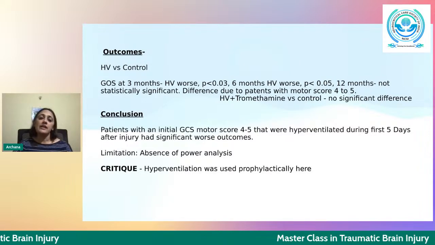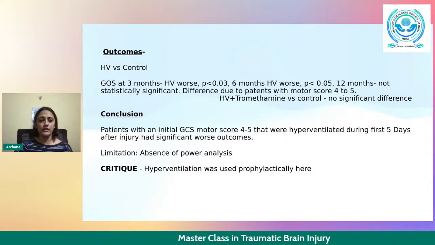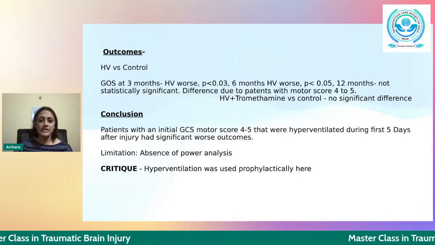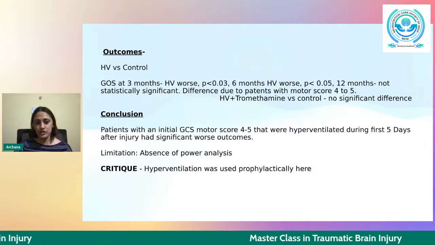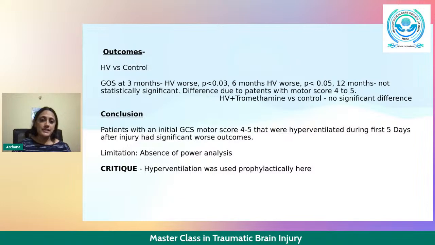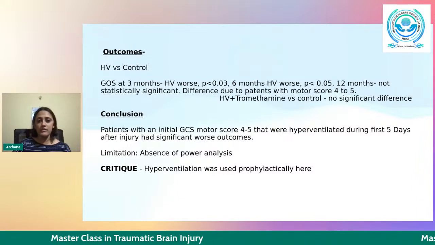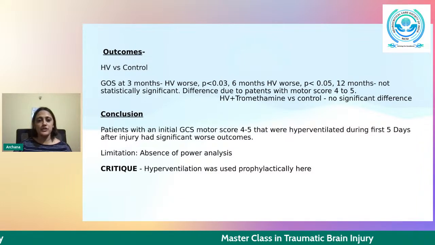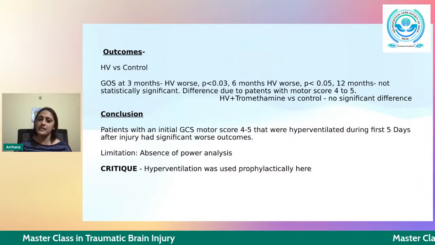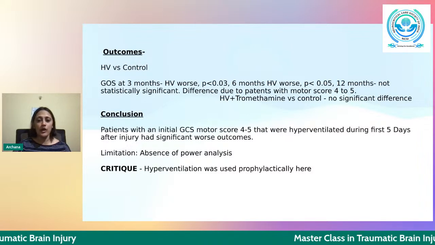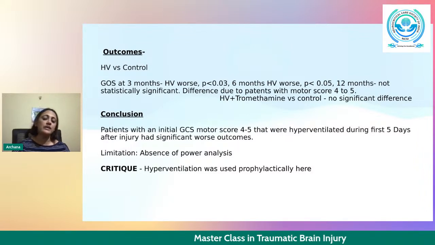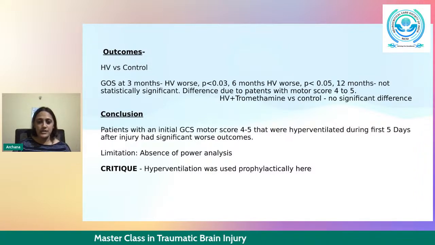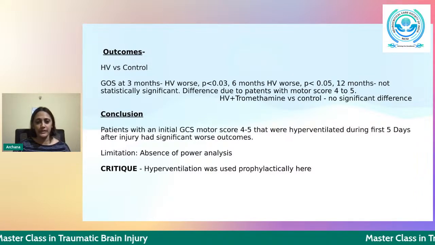Here it was seen that when hyperventilation was compared to the control, that is normoventilation, the Glasgow outcome scale at 3 months was worse in the hyperventilation group, which was significant in patients with a motor score of 4 and 5. Hence, they concluded that the patients with the initial GCS motor score of 4 to 5 that were hyperventilated during the first 5 days after the injury had significantly worse outcomes due to reduced cerebral blood flow. And the limitation was the power of the analysis was not sufficient.